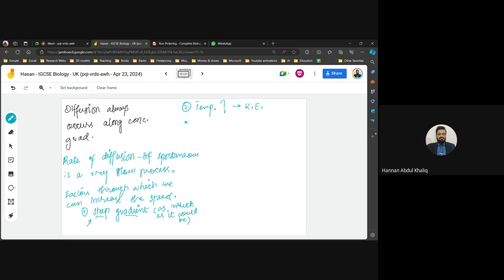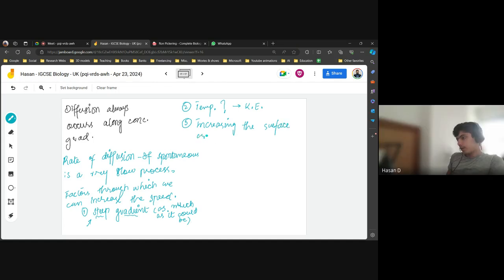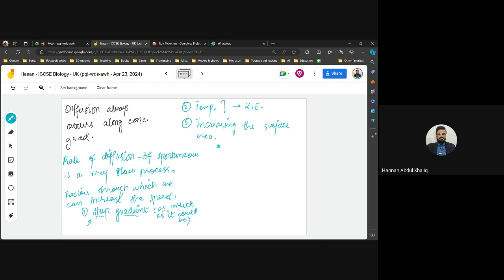Third, increasing the surface area. The surface area. Okay, now what is the surface area, by the way? The total area around the shape of all sides. Yes, the total surfaces. The total surfaces for exchange.